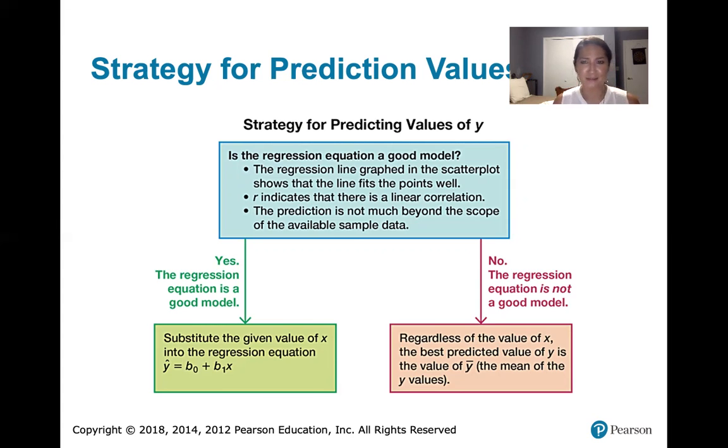If there's not a linear relationship, don't use the equation. That's exactly what this is saying. So if we don't have a good model in our linear regression equation, then we just use the sample mean, y bar. That's the mean of the y values. It does not matter what x is. The best predicted value of y at that point is the average y value, or the mean of the y values, the arithmetic mean.